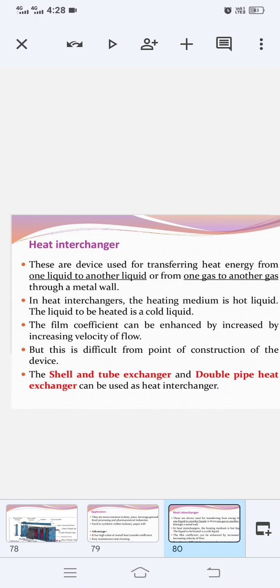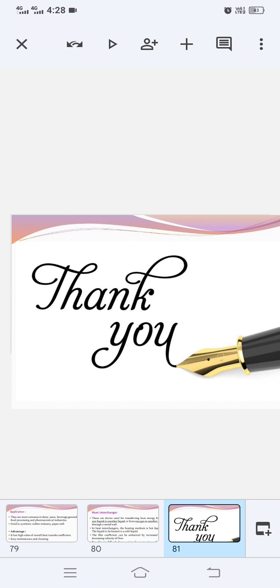So this was the end of our chapter, flow of heat or heat transfer.